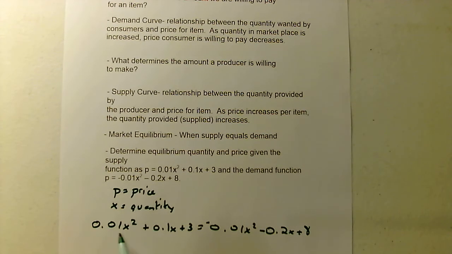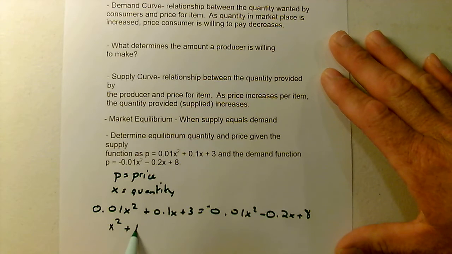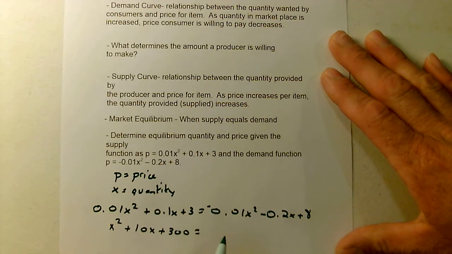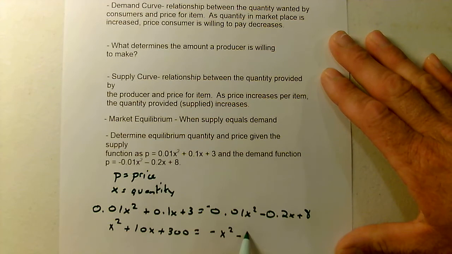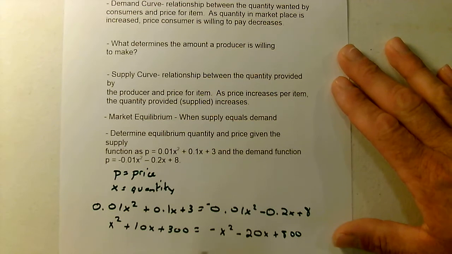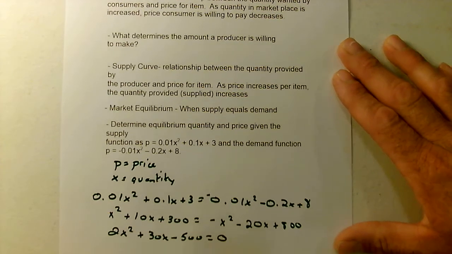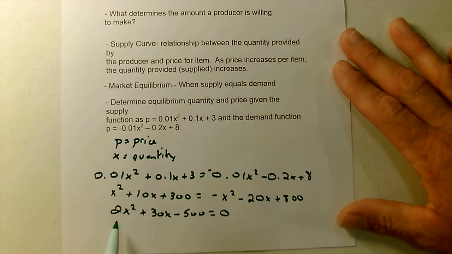First thing I notice with this equation is we've got hundredths here, tenths here, hundredths here, and tenths here. So if I multiply both sides of my equation by 100, I'm going to get x squared plus 10x plus 300 equals negative x squared minus 20x plus 800. And that's going to clean up a lot of problems for me, especially all those decimal values. I have a quadratic, so I'm going to move everything over to one side. So I get 2x squared plus 30x minus 500 equal to 0. And from here I can go ahead and solve that.